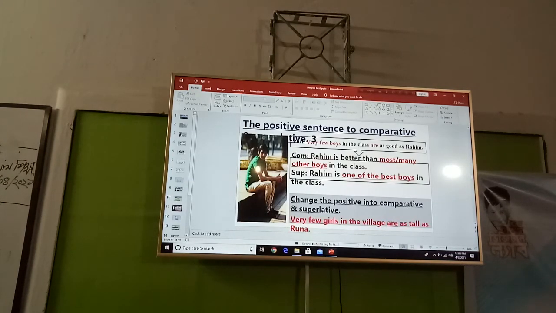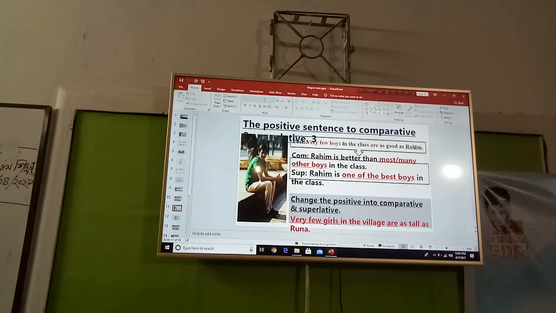These sentences are in the second rule. That means very few boys in the class are as good as Rohim. Dear students, think, very few boys, here the subject is boys. So the verb must be are, not is. And if this sentence is in the past form, the verb must be were. Okay. Very few boys, so are is used. Very few boys in the class are as good as Rohim.